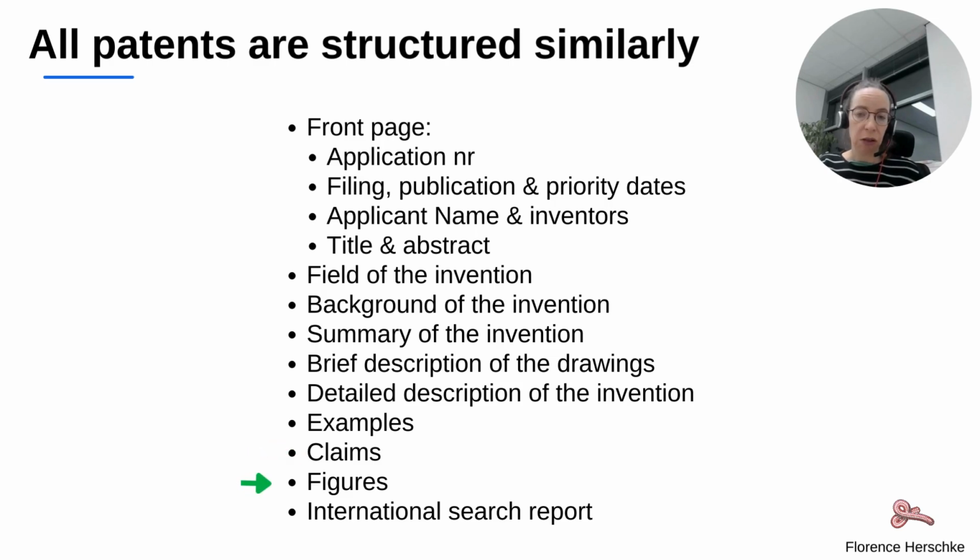Then the figures. So as mentioned before, in here you will only find schematics and drawings and pictures. The legend is much higher up in the document in the brief description of the drawings. And finally, if the patent is already a bit advanced in the process, you will also find an international search report. This part is provided by the Patent Office and contains the first search for prior art that they will have performed.